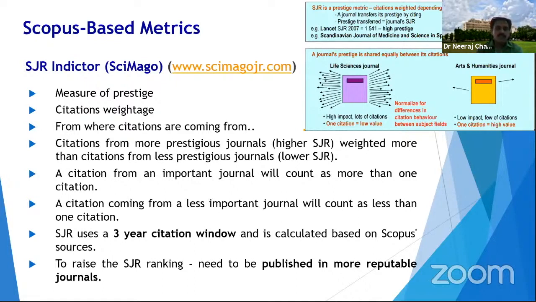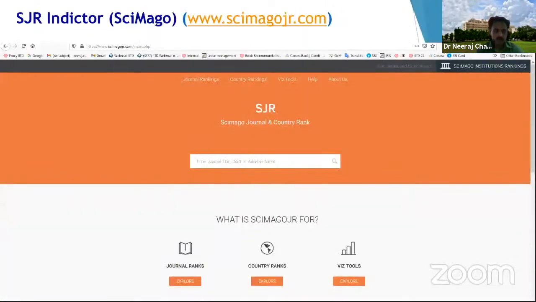An important thing is that a citation from an important journal will count as more than one citation. If it is coming from an important journal, then there would be a complete one citation. But if it is coming from a less important journal, then it counts as less than one citation. So this is the calculation which is there for calculating the SJR for an individual journal. SJR uses a 3 years window similar to CiteScore. To raise the SJR, there is no shortcut. You need to publish in more reputed journals. So if you want the SJR to be higher, then you should be publishing in more reputed journals. There is no shortcut.